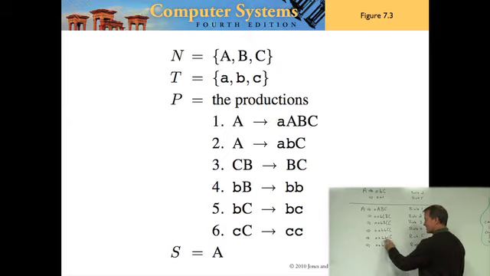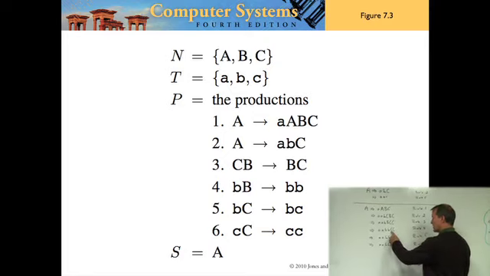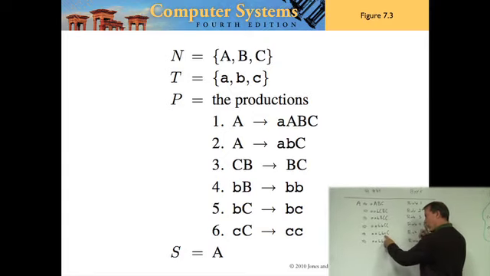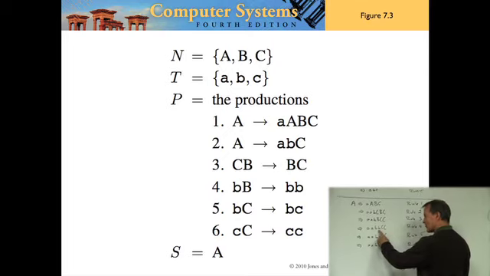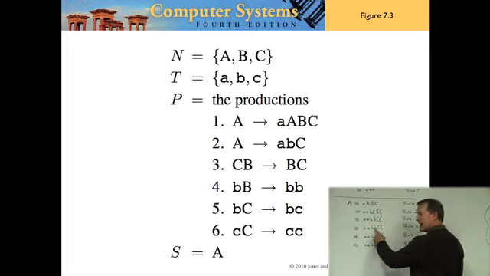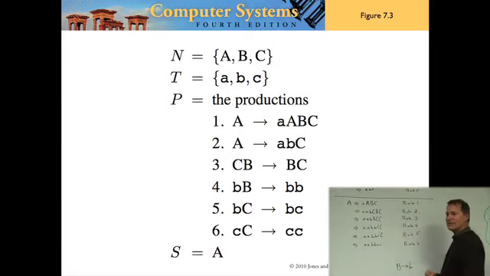And what about this C? What did rule 5 say? It said you could change a big C to a little c, but only if there's a little b in front of it. So it's in the context. You can do this, but only in the context of being after a little b. Do you see?